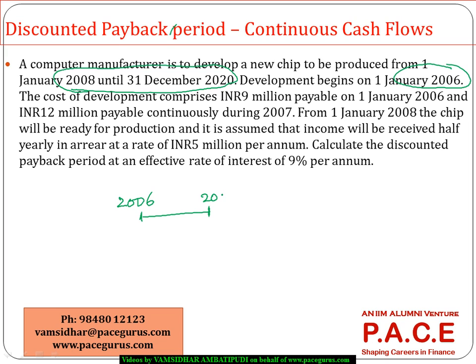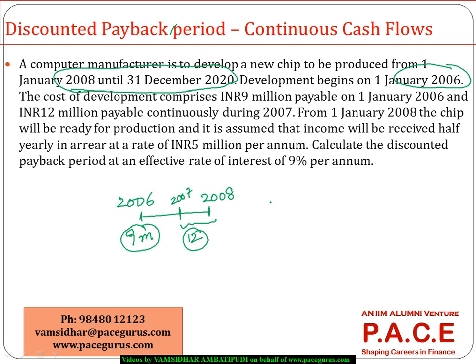From 2008 it will be the production part. So the development cost is 9 million on 1st Jan 2006 and 12 million payable continuously in 2007. So there are two costs. One is 9 million outright at the beginning and 12 million continuously over the entire 2007.